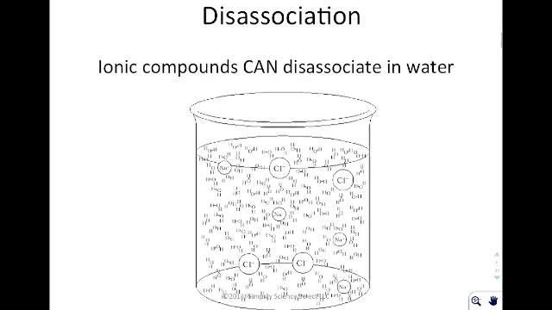Dissociation. Ionic compounds can, and in fact they will, dissociate in water. And here you see the sodium ions and the chloride ions separating like we talked about, and you can see how the water molecules arrange themselves around those positive and negative ions.